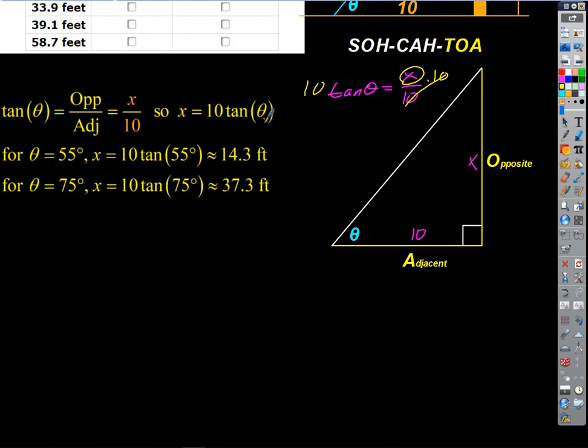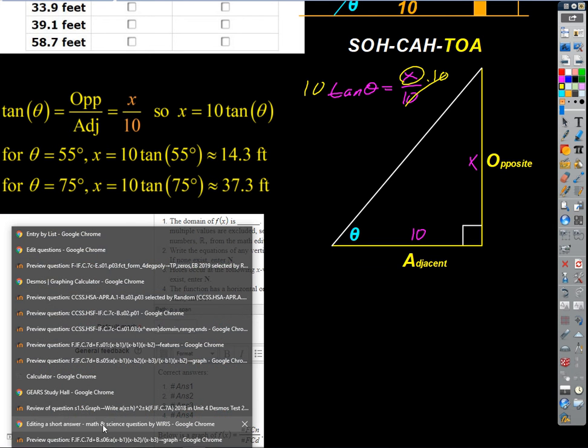And then we just need to figure out what that's going to give me when I plug in 55 degrees or 75 degrees. Now, those are calculator numbers. That's not something you're going to know ever. It's something you're going to plug into a calculator. So here is what the SBAC calculator looks like.